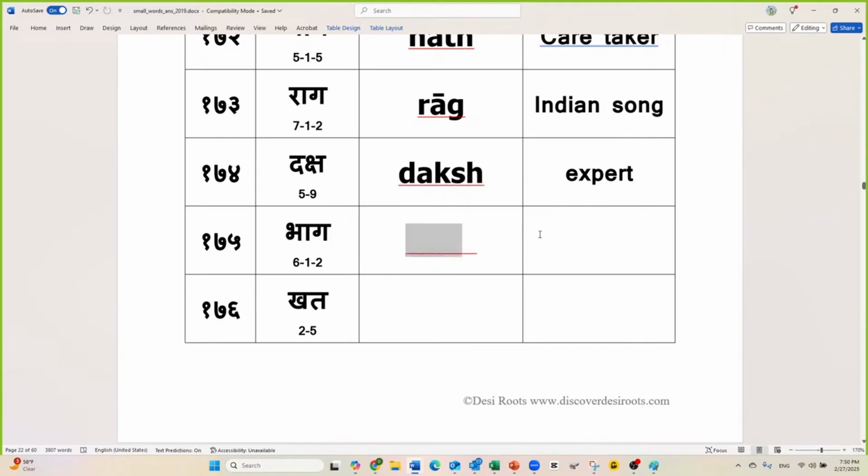Bhag. And bhag means to run. Anisha, give me an English sentence with the word run in it. Yesterday I had to run to school because I was getting late.